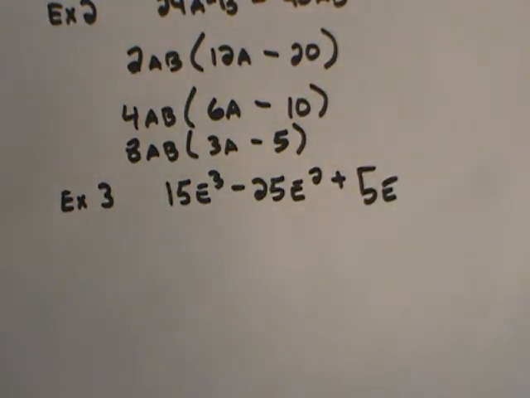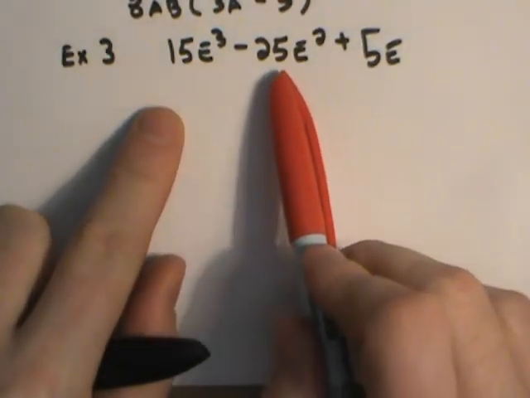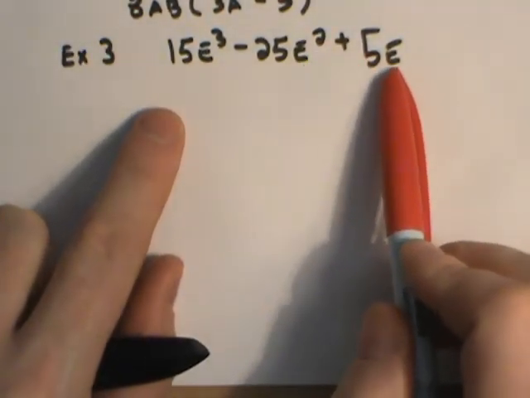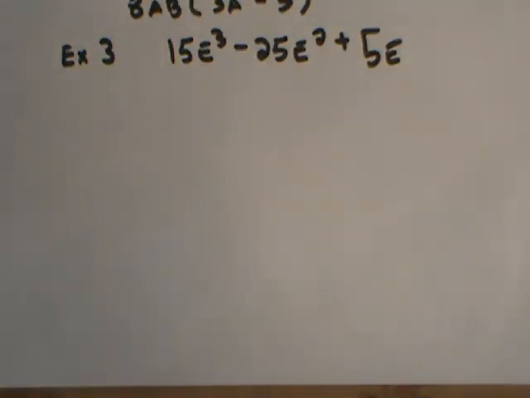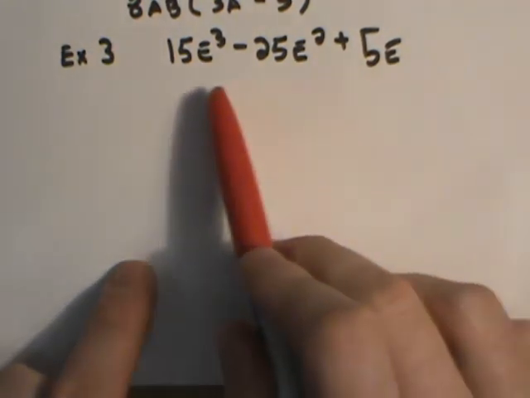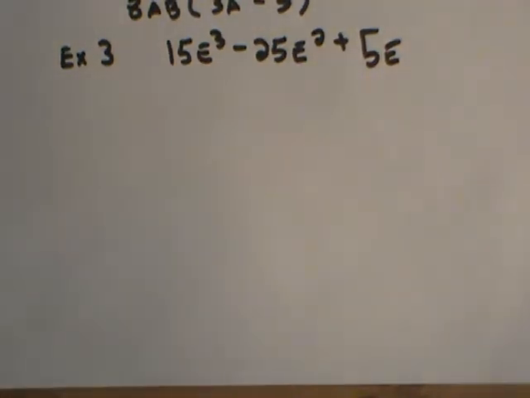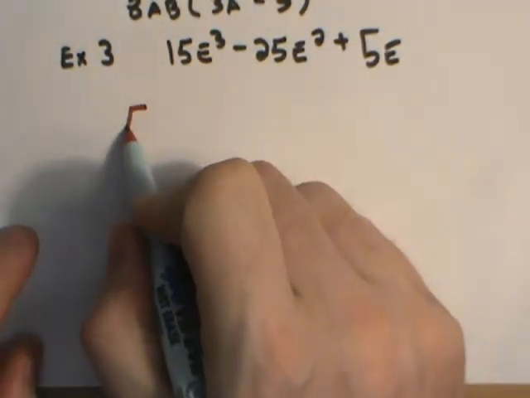And so on this one it says 15e cubed minus 25e squared plus 5e. Now you saw me kind of fix this last part there. When I look at all three of these, this is screaming at me that they all have a 5 to offer and they all have an e to offer. So I'm going to pull out a 5e.